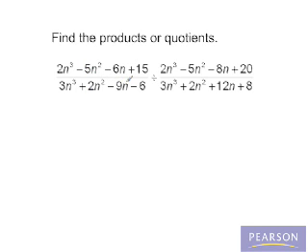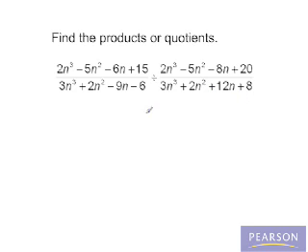Find the products or quotients. We are given (2n^3 - 5n^2 - 6n + 15) over (3n^3 + 2n^2 - 9n - 6). That fraction divided by the fraction (2n^3 - 5n^2 - 8n + 20) over (3n^3 + 2n^2 + 12n + 8).